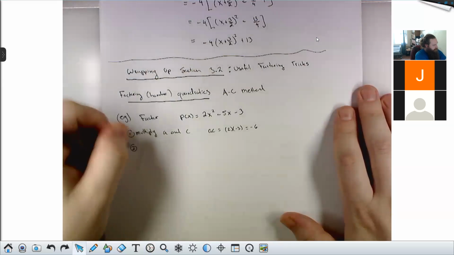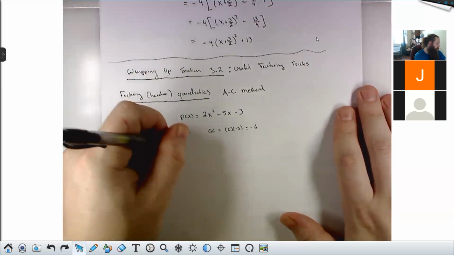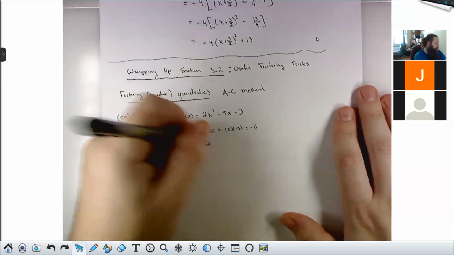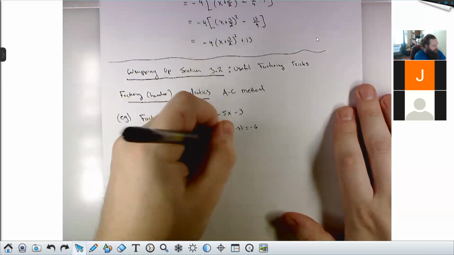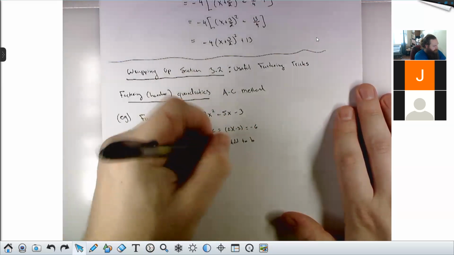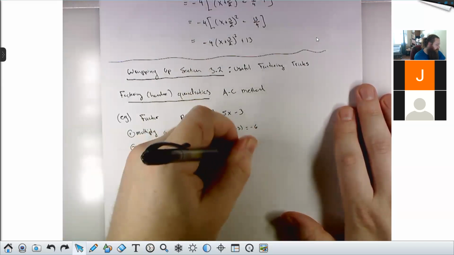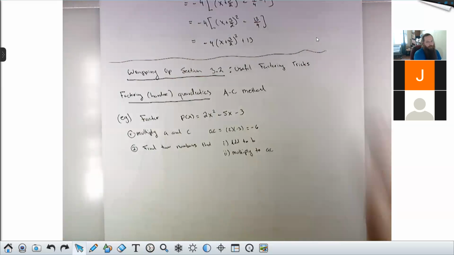And then you find two numbers that satisfy the following conditions. One, they have to add to be the middle term. And two, they have to multiply to AC, that number from the first step. So here, A times C is negative 6, B is negative 5. So I want two numbers that multiply to negative 6 and add up to negative 5. Can we think of two such numbers?